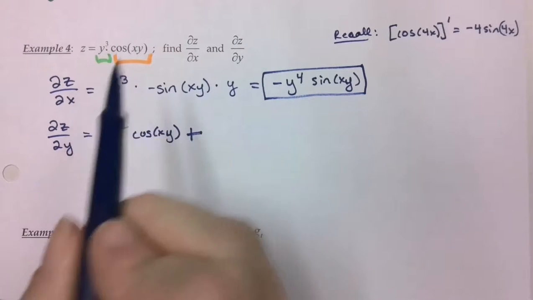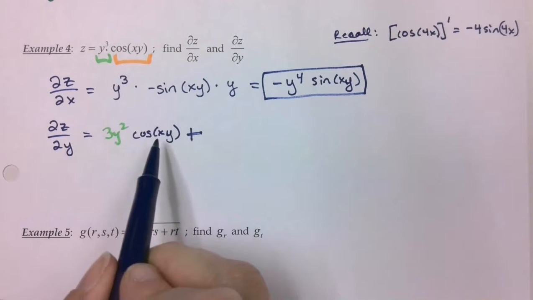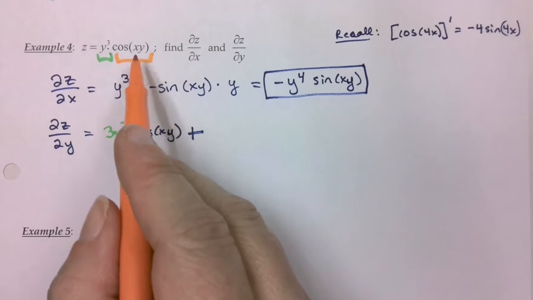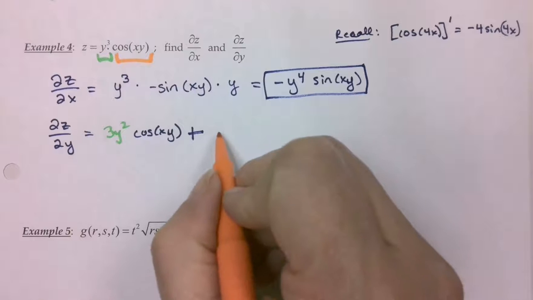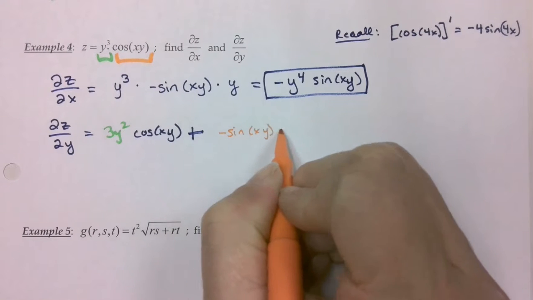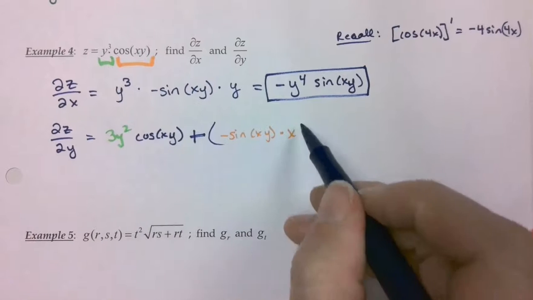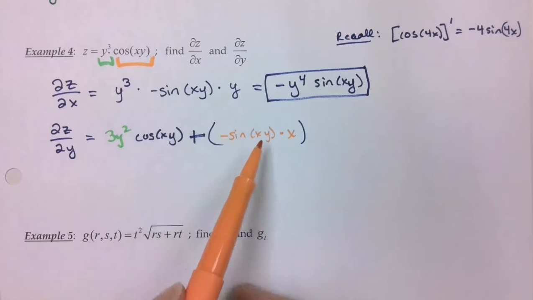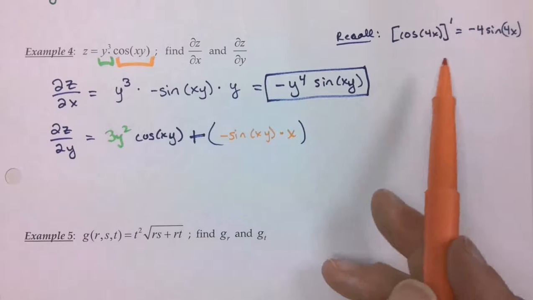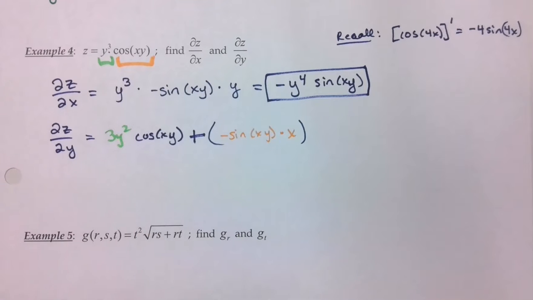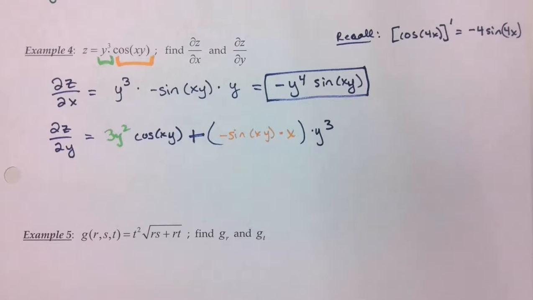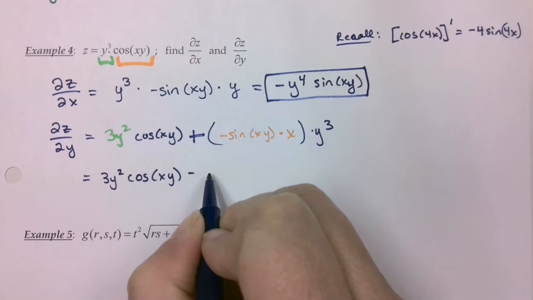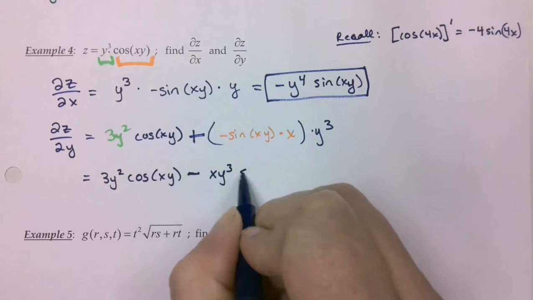Plus, right, because there's two functions multiplied, so I'm using product rule. Derivative of the green, leave the other alone. Plus, now I want the derivative of the cosine of xy, leaving x as a constant. So that would be negative sine of xy times x. Same reason as above. Right? Same reason as right here, except you're leaving x as a constant, not y as a constant. So it's multiplied by x. So same reason as right up here. All right, and then we leave the y cubed alone. So that would be 3y squared cosine of xy minus xy cubed times the sine of xy.